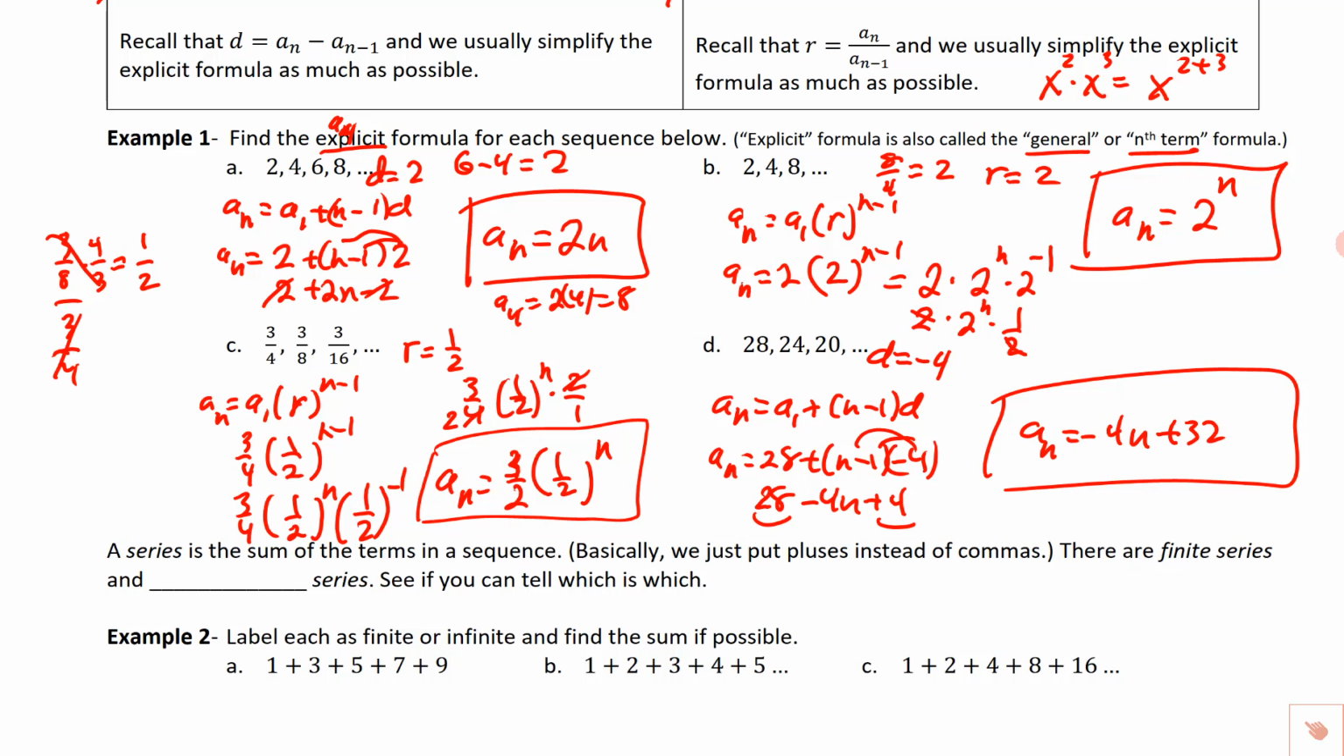Okay, all right. We normally write the variable term first. Doesn't matter. If you wrote the 32 minus 4n, that's totally fine. This is just by convention. This is the right answer. Raise your hand if you got the right answer.